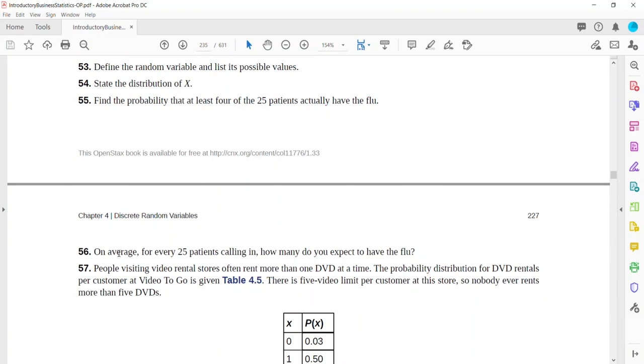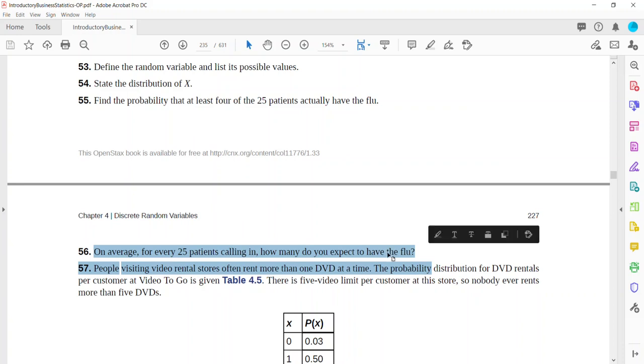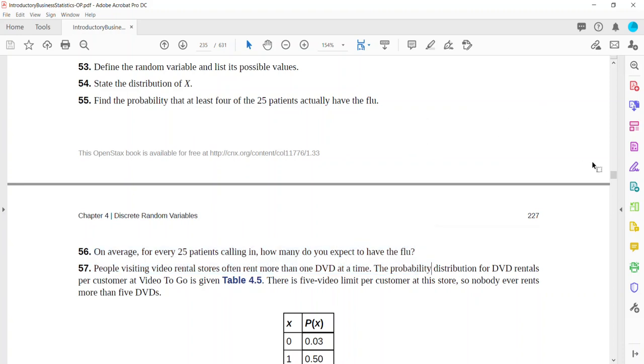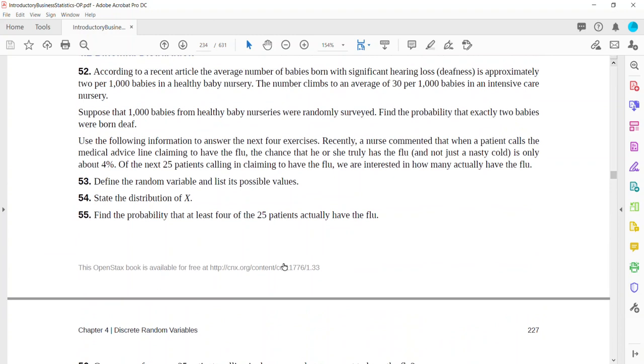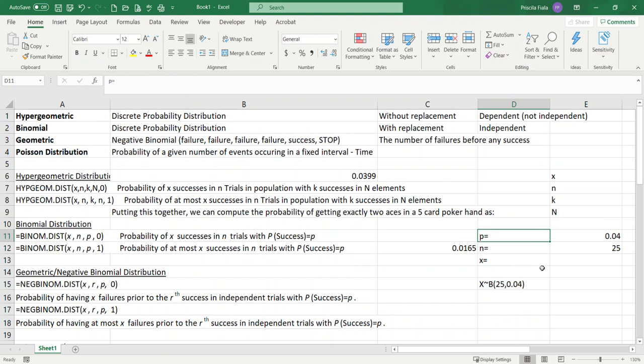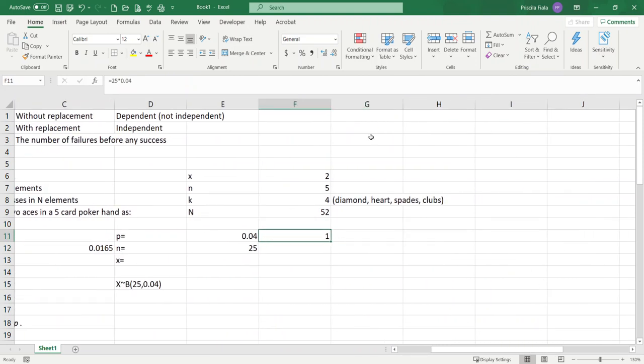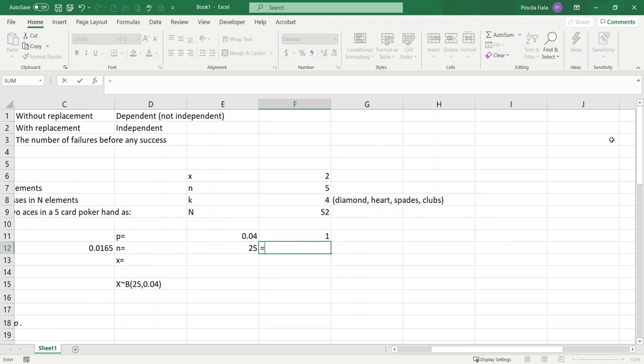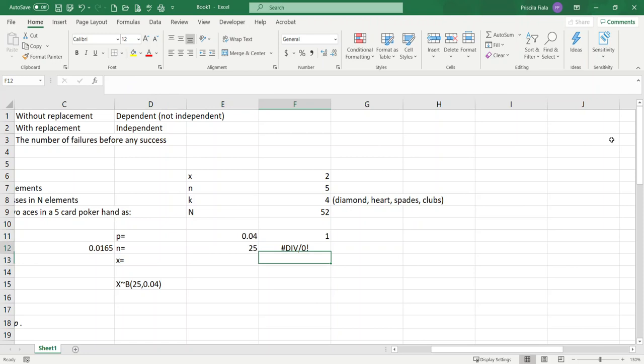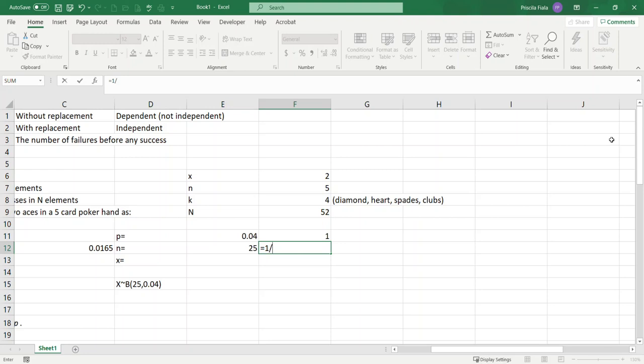And then the last question is going to be, on average, for every 25 patients calling in, how many do we expect to have the flu? Well, on average, it says you have a 4% in 25. So I actually already solved that earlier, which is 1, because you have 25 times 0.04. That's going to be 1. Or you could do equals 1 divided by my probability, 1 divided by 0.04, 25. Okay.